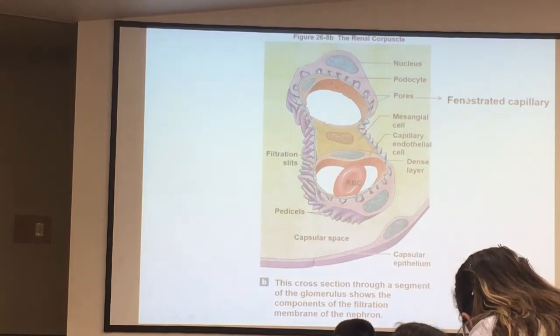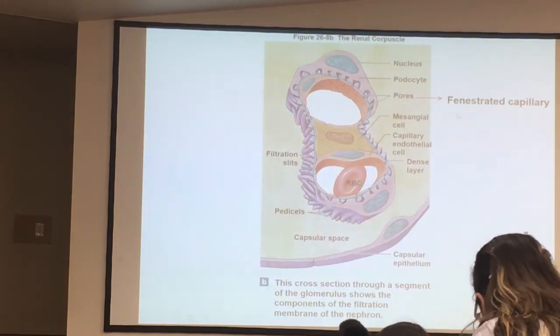The blood capillary is a fenestrated capillary. It has small holes that allow small molecules to go out.